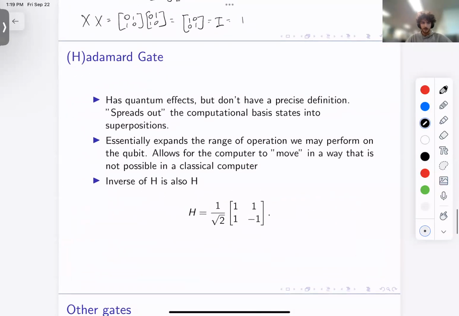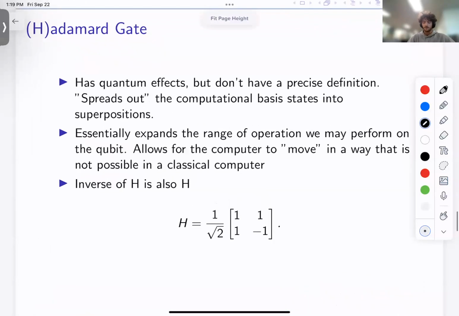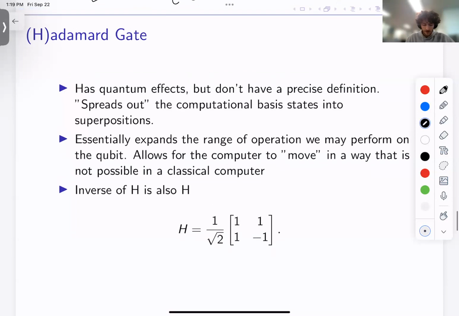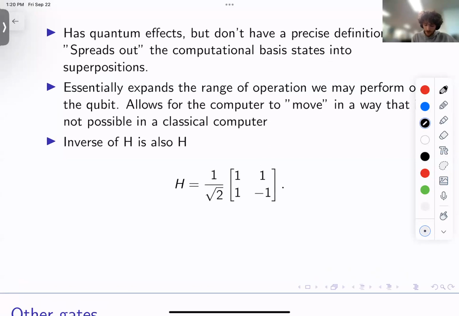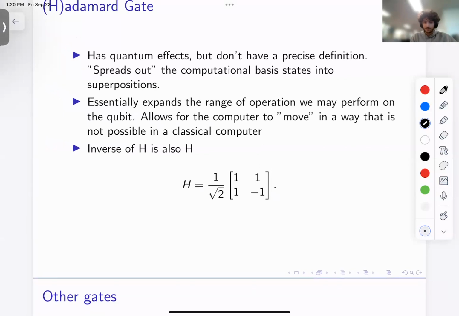And so the next gate is the Hadamard gate, or just H. And this one is a little interesting because this is what actually uses quantum effects. They don't have a precise definition of how this gate necessarily works, but the way that people like to think about it is if you take some state and apply a Hadamard gate on it, it would expand the range of operations we could perform on that state. They say that it spreads out into superpositions. And so this will allow the computer to move in a way that you can't inside a classical computer.